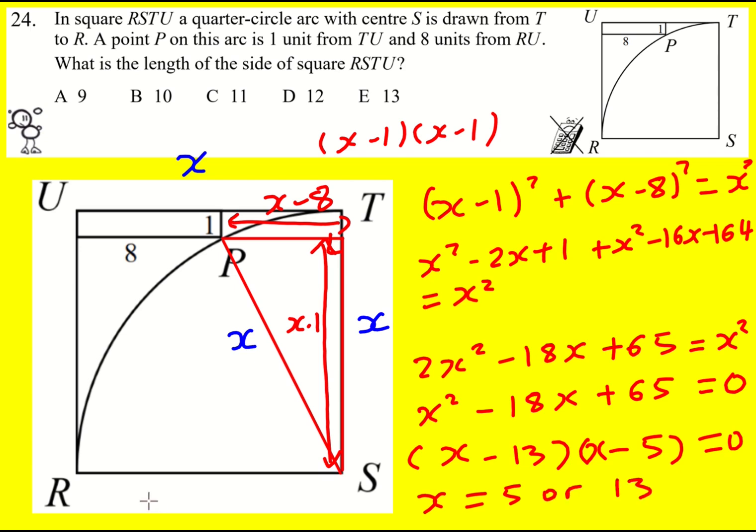The thing is, it must be that x is bigger than 8 because we managed to fit this rectangle into this length. So I can reject the 5. I mean, I know it's not in the solutions, but I'm just explaining why it's not in the solutions. Therefore, the answer is E.